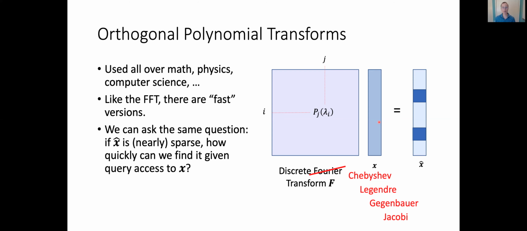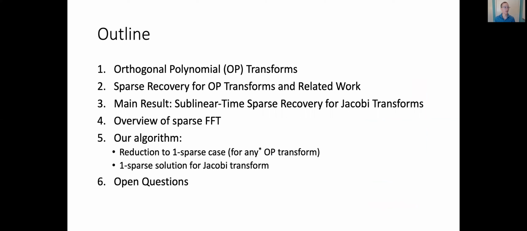So the outline for this talk is the following. First, I'm going to tell you what orthogonal polynomial transforms are. Then I'm going to talk a little bit about the sparse recovery problem for OP transforms and related work. And then I'll tell you our main results, which is a sublinear-time sparse recovery algorithm for Jacobi transforms under some assumptions. And then the rest of the talk, after that, will be explaining how we get these results.